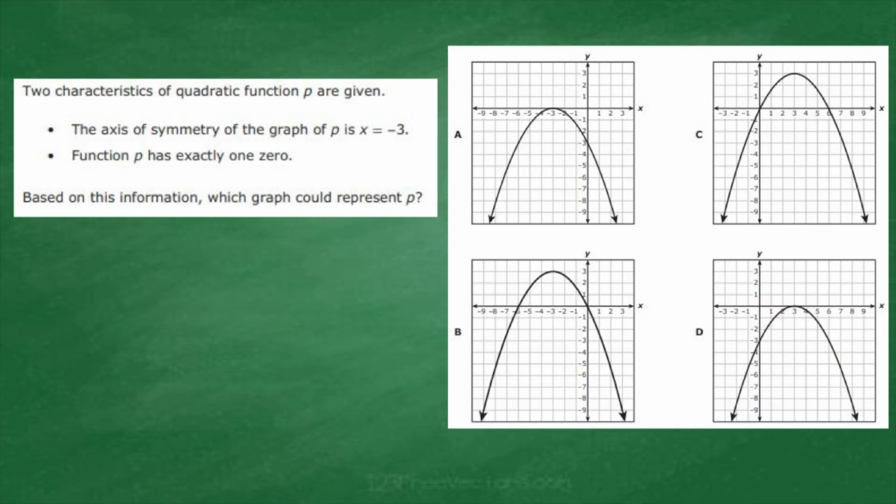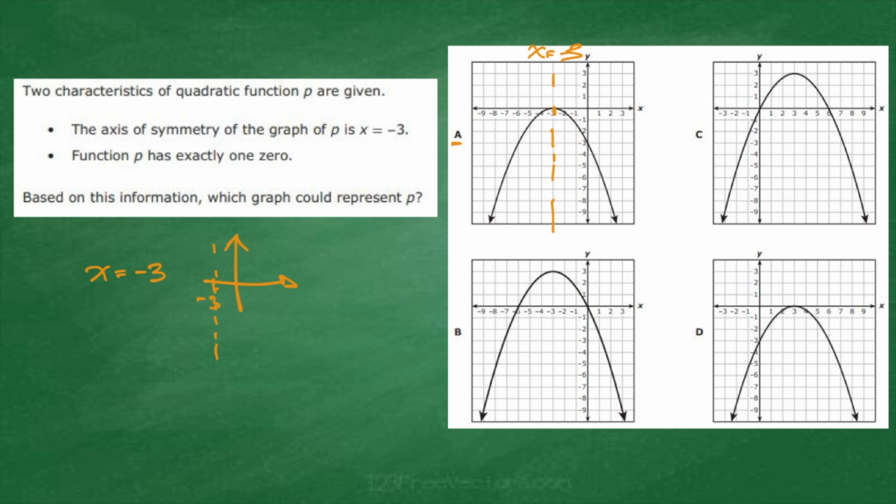So, looking at our question, we need to focus on 2 things. The first one, the axis of symmetry of the graph of p is x equals -3. This tells me that at x equals -3, in my graph, I'm going to have the center of my quadratic. So all that I have to do is go to each graph and look at x equals -3, and I can actually draw my axis of symmetry.